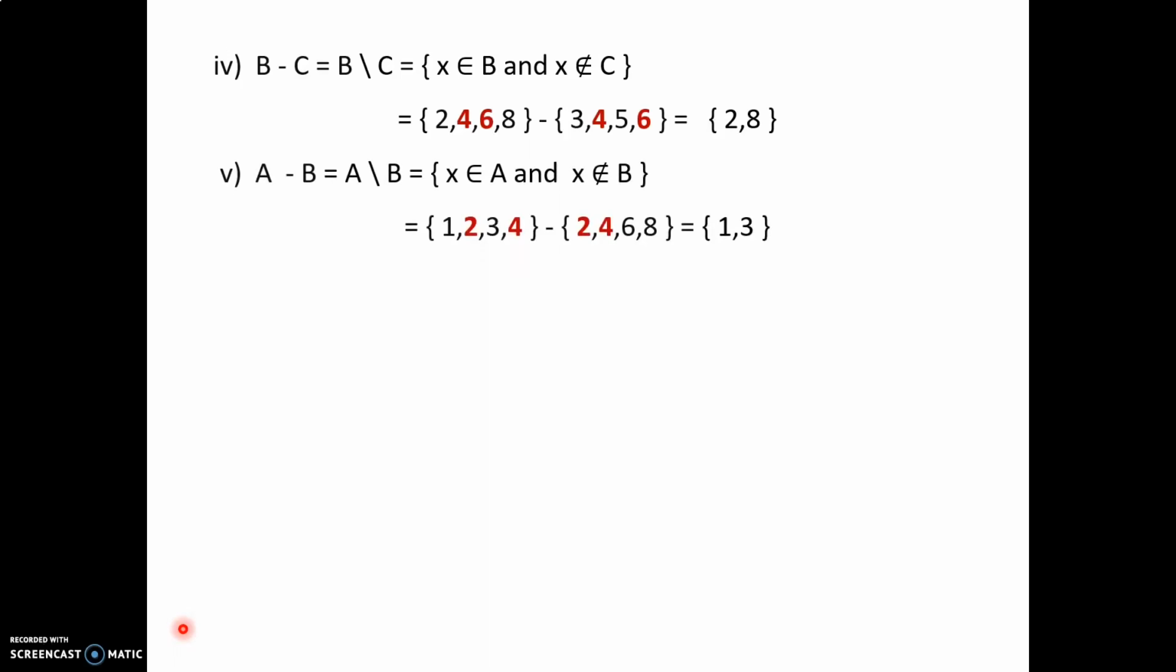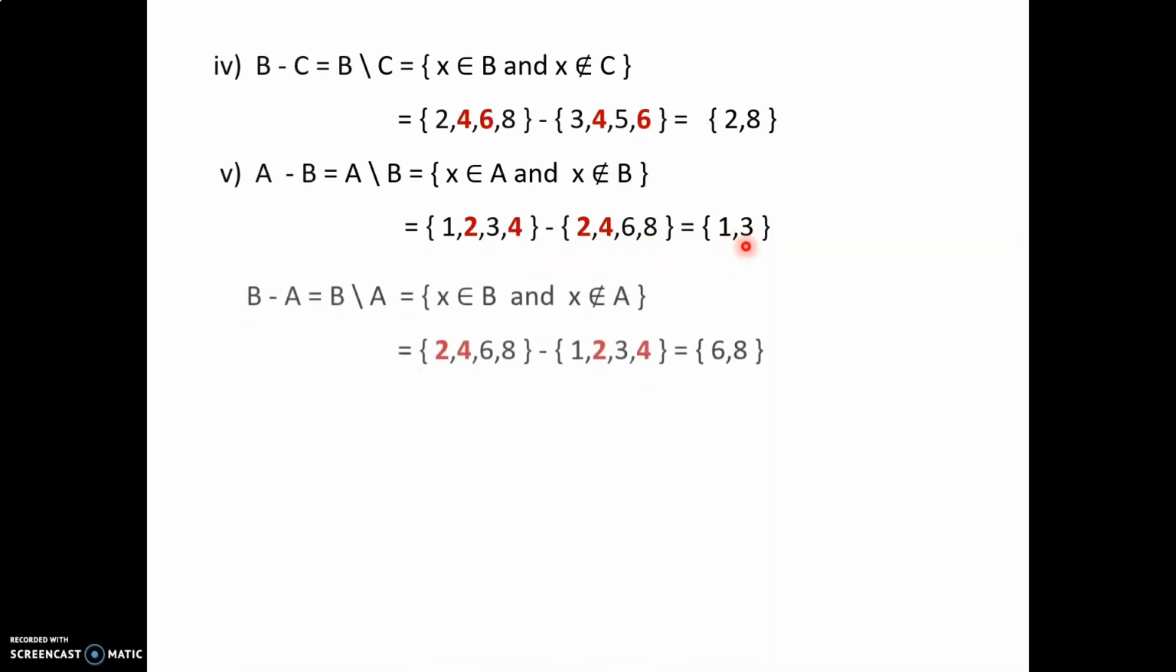Now, we have to find the symmetric difference of A and B. So, we first find the difference set of A and B. The difference set of A and B is the set of elements x such that x belongs to A and x does not belong to B. That is, remove the elements of B from set A. Here, 2 and 4 are the elements of set B which are in A. Removing these two elements, we get {1, 3} as the difference set of A and B.